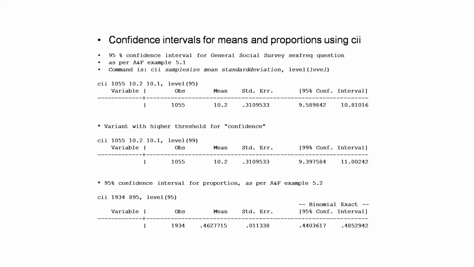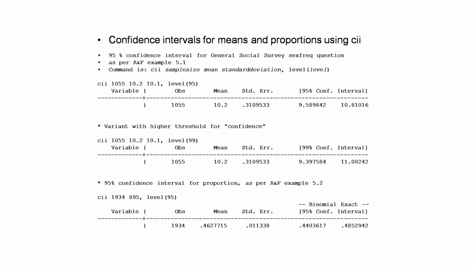So if you see this particular chart, the confidence interval for mean and proportion, using this confidence interval is 95%, the confidence interval for the General Social Survey, and if we go into the backdrop, we find that the variant with a higher threshold for confidence is 99%, and the 95% confidence interval for proportion as per the example.